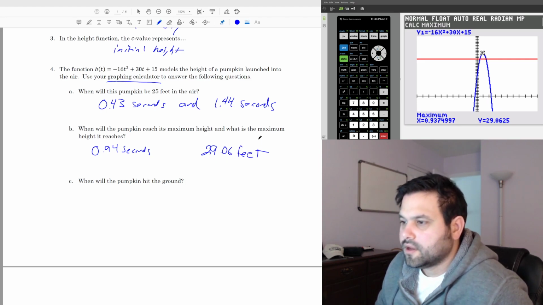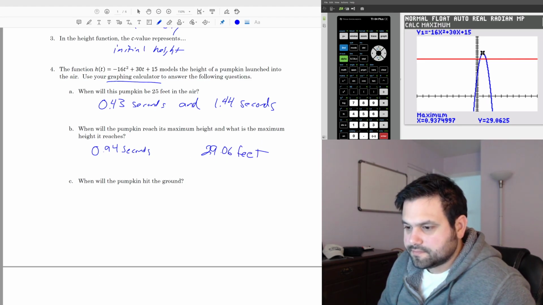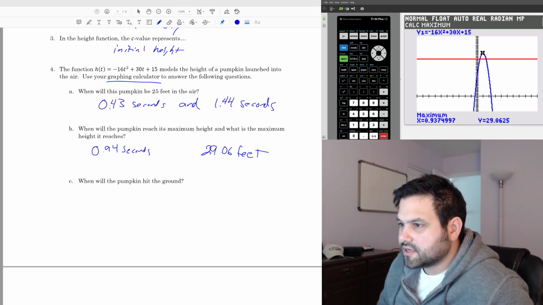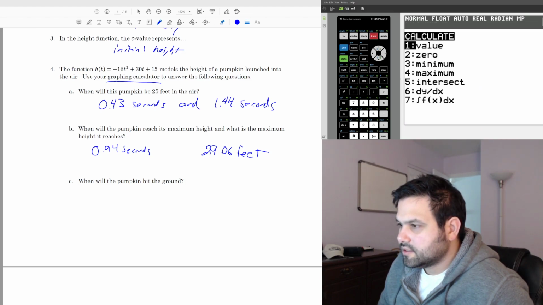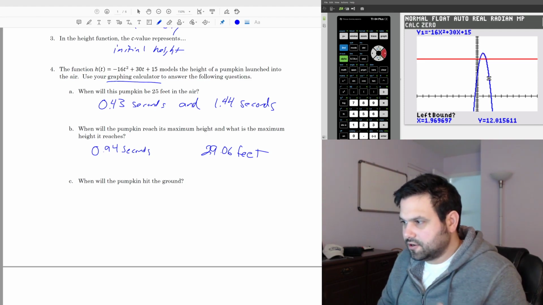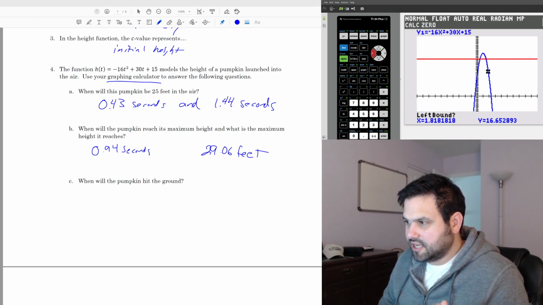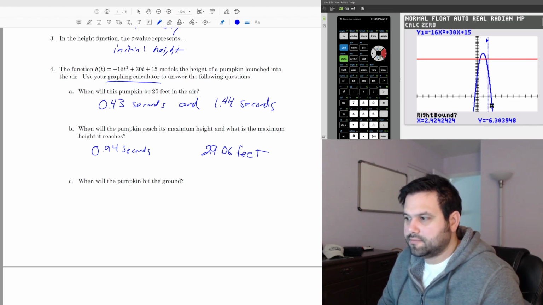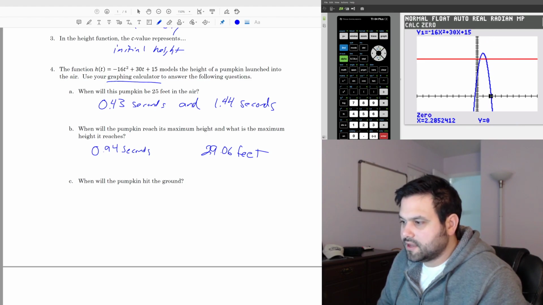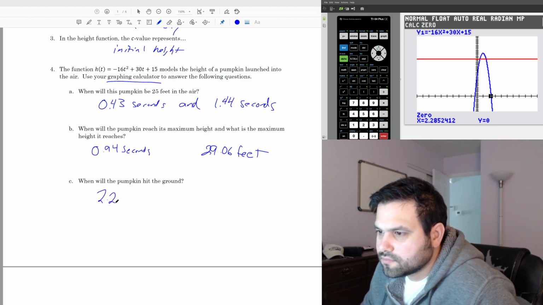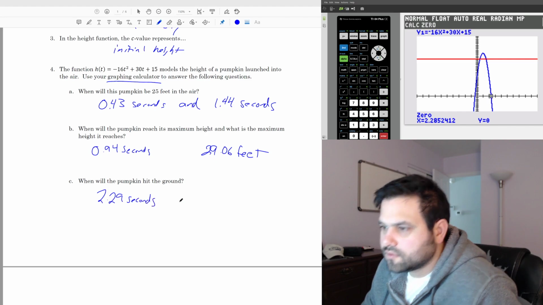feet. When will the pumpkin hit the ground? So for that, we're looking for that point right there, that 0. So we're going to do second calc, 0. And we want to be on the left side of that x-intercept. Now I want to move right until I cross the x-intercept. So I've crossed it now. So I could just hit enter now, and then hit enter one more time. And there we get 2.29 about, 2.29 seconds.